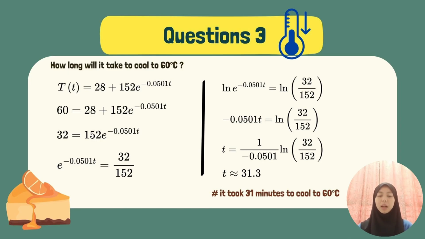After that, we take ln on both sides to eliminate the exponential function. Finally, we solve the equation for t and obtain a value of approximately 31 minutes. This means that it takes about 31 minutes for the cake to cool down to 60 degrees Celsius.